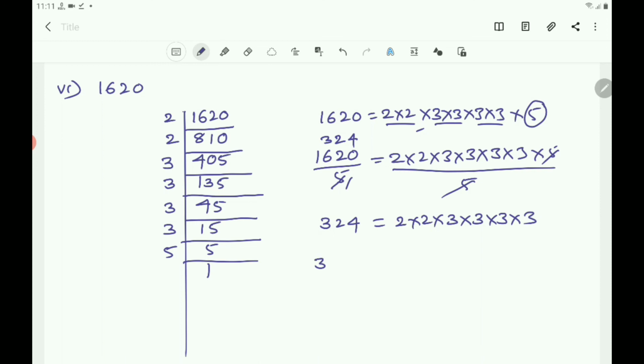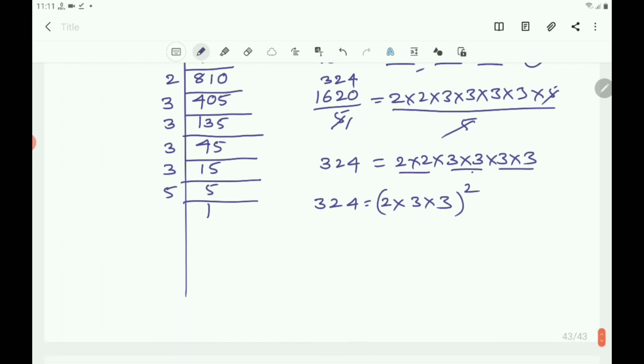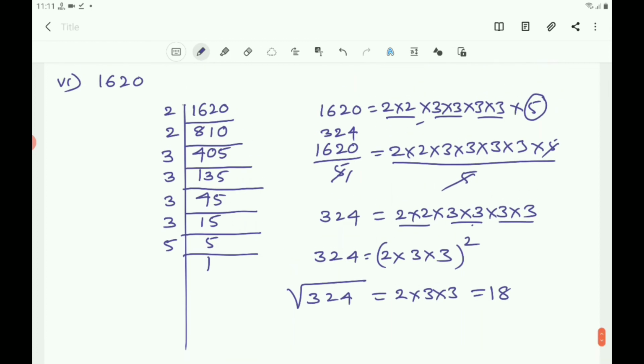Then 324 equals, make the group of two numbers. Here 2 into 3 into 3 whole square you got. Therefore square root of 324 equals 2 into 3 into 3, remove the square, the product is here, equals what? 18. Square root of 324 equals 18. In this way you got that.